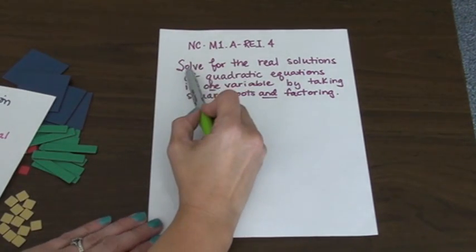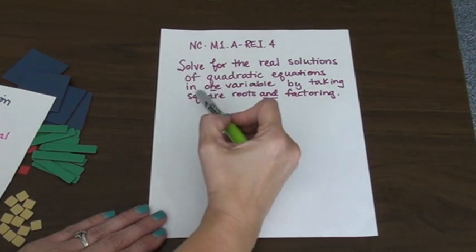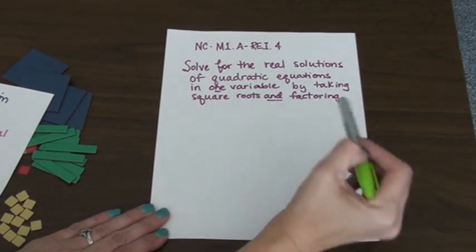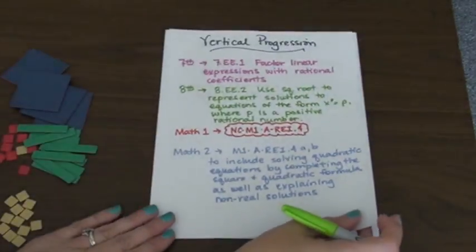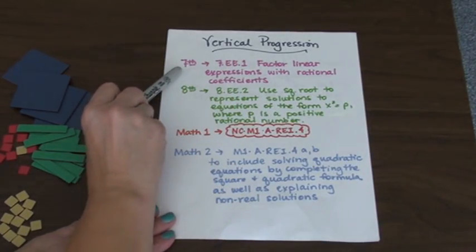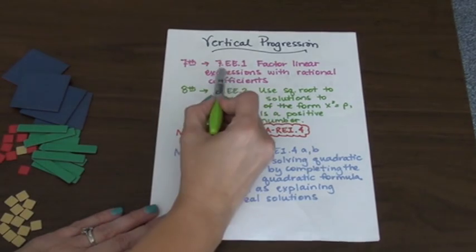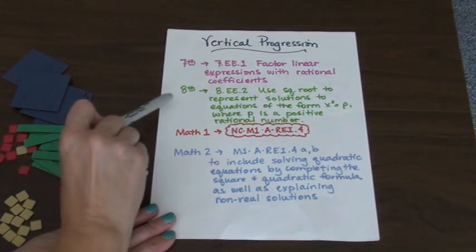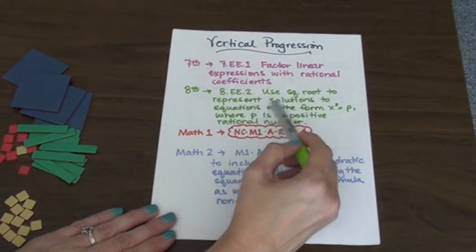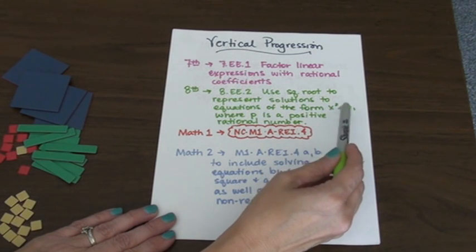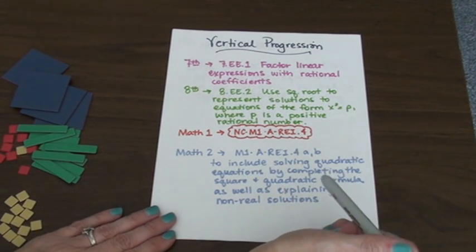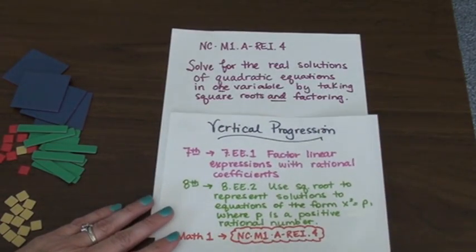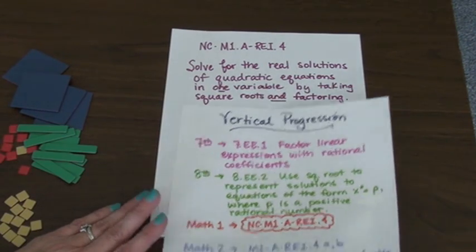So by using the algebra tiles, the students were able to solve for the real solutions of a quadratic equation in one variable by taking square roots and factoring, and in this video we focused on factoring. The vertical progression of this standard shows that students first start factoring in 7th grade with 7.EE.1, where they factor linear expressions with rational coefficients. In 8th grade, they use the square root to represent solutions to equations in the form of x squared equals p, where p is a positive rational number. And then in Math 1, which is the standard that we looked at today, they're solving for the real solutions of a quadratic equation by factoring.